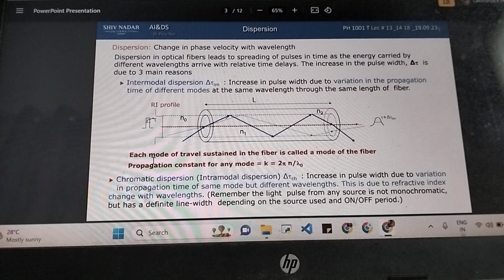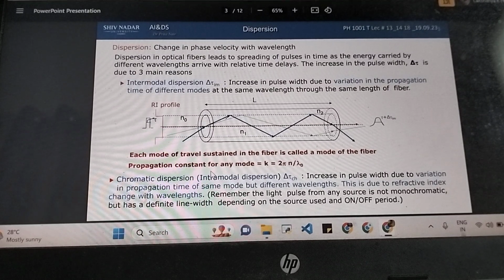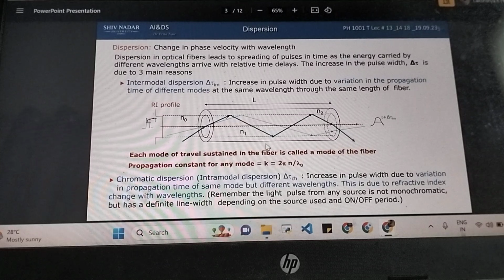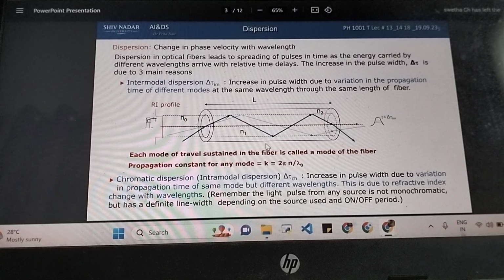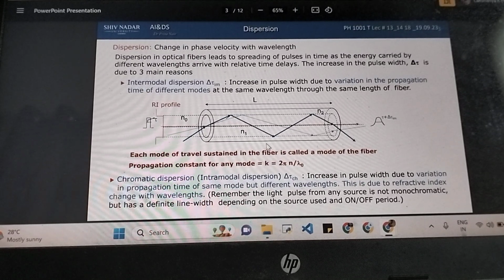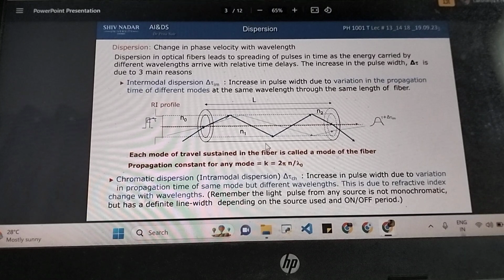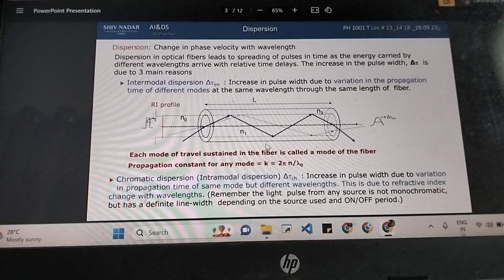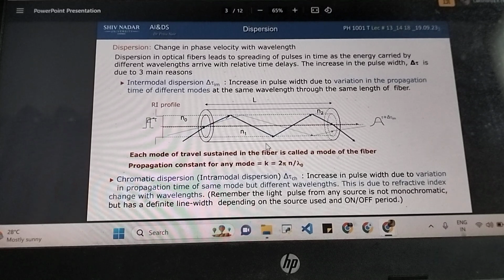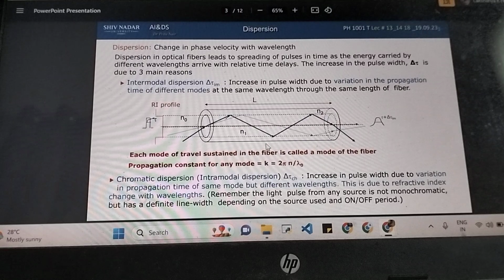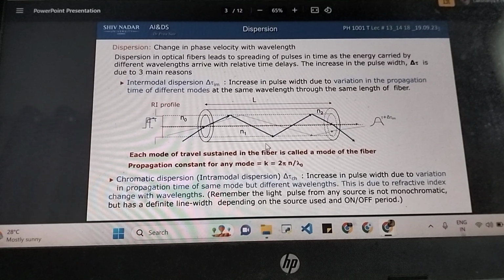And then we move on to the second type of dispersion, which is called chromatic dispersion or intramodal dispersion. So what we assume here is we have a beam of light again, but let's assume every ray or every mode is traveling at the same phase and hence the same velocity. So there is no difference between the velocities of the individual rays, but each ray has a different wavelength. So because the wavelength is different, the velocity is going to be different. So some of them are fast, some of them are slow. So some reach earlier, some reach late, and eventually the entire signal is delayed.